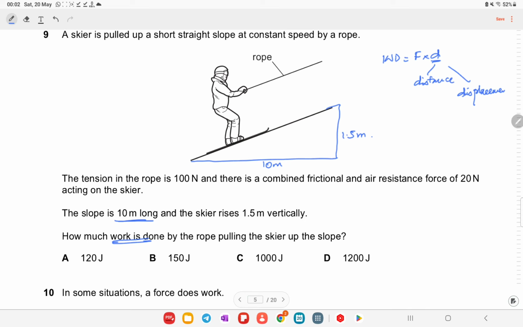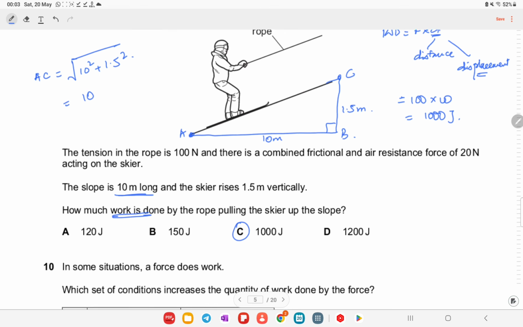Why is it displacement? In this question, they have asked what will be the distance or displacement between points A and C. Now it's a right angle triangle, so applying the Pythagoras theorem, AC equals the square root of 10 squared plus 1.5 squared, which is around 10. If you multiply 100 newtons with 10, you will approximately end up with 100 joules. So option C would be your right answer. I have rounded off the values.